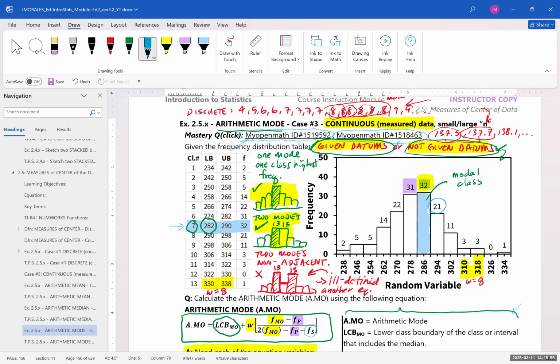Also remember that the arithmetic mode you want to use pretty much in all cases, regardless of whether the datums are given or not given. And you can use it with a single mode or with 2 modes, but the 2 modes have to be adjacent to each other. You can't use it in this case where you've got 2 modes that are non-adjacent, where they're not side by side.